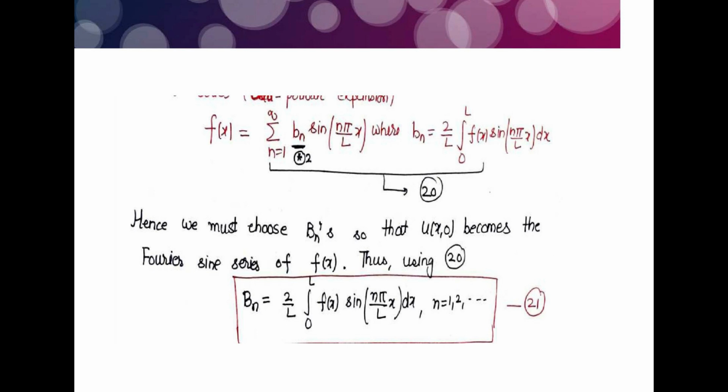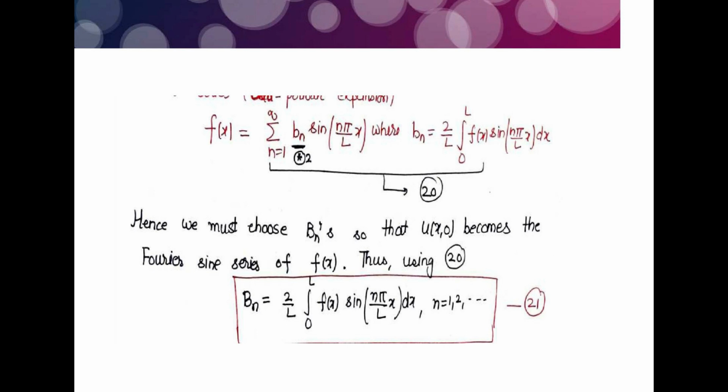So I am just rewriting the expression from the last slide, the odd periodic expansion of the function f of x. Call this one equation number 20. Now I am comparing equation number 19 and equation number 20, and on close observation, we must choose these capital Bn's in equation number 19 so that u(x, 0) becomes the Fourier sine series of f of x.